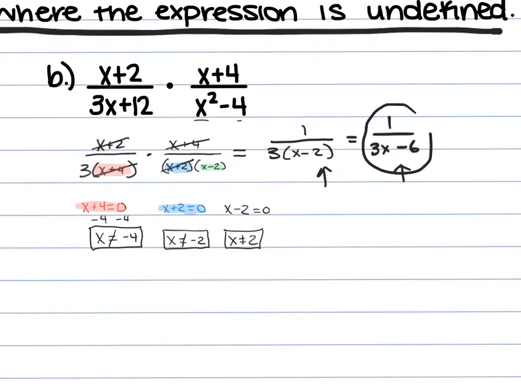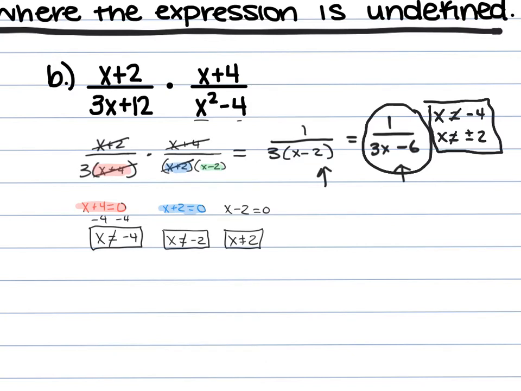Our answer is right here, but x is not allowed to equal negative 4, and x is not allowed to equal plus or minus 2. You could separate those. You don't have to write them together. I was just combining them into one answer there, to make less work for myself. You could have written x cannot equal 2, x cannot equal negative 2.